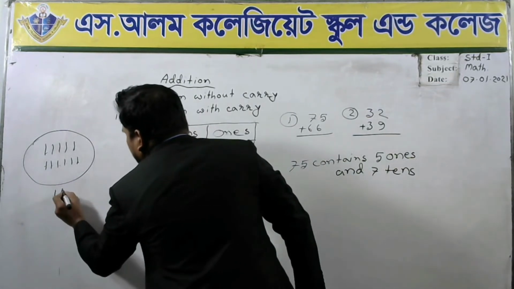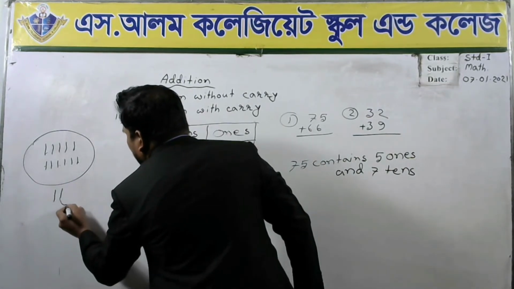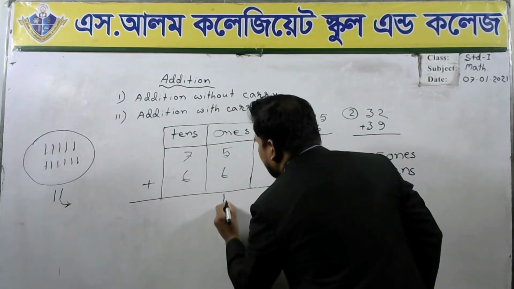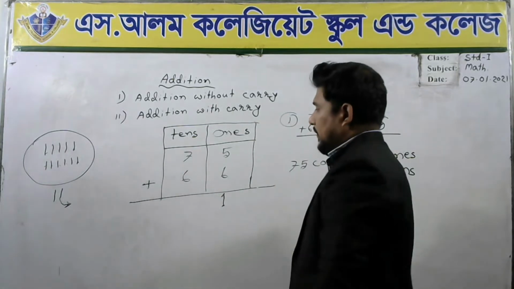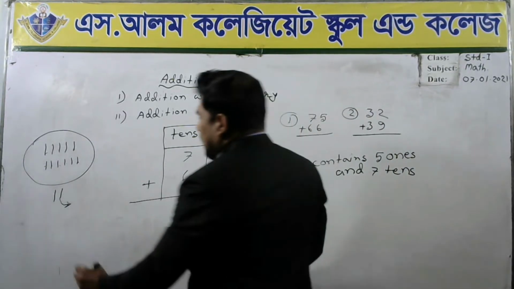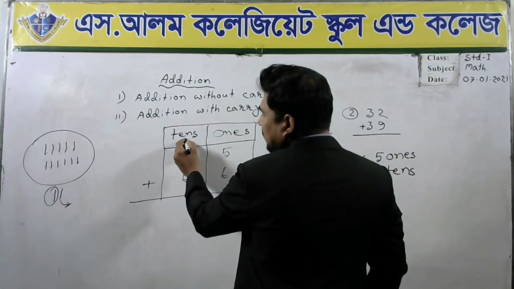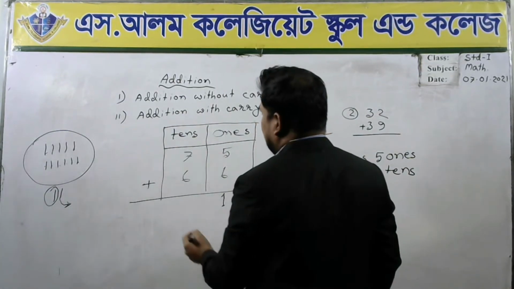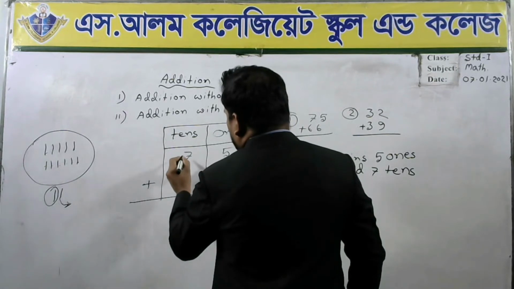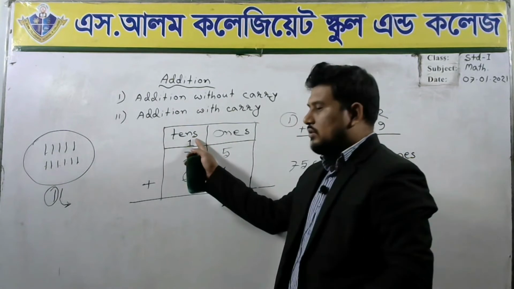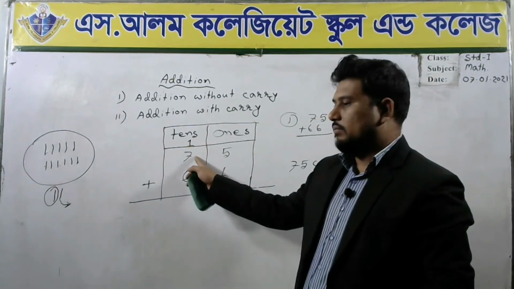So we can put 1 for the ones column and another 1 carry forward to the tens column.